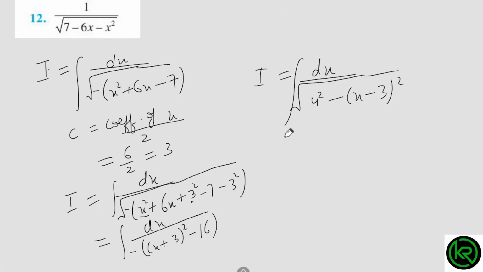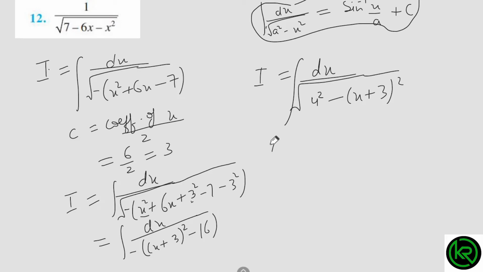Okay, here students, we are going to use the formula ∫dx upon √(a² − x²) equals sin⁻¹ x upon a plus c. Okay, this is our formula. So we are using it here, so we will get the answer. What is a, students, here? A is 4, so sin⁻¹ (x + 3) upon 4 plus c is our required answer.